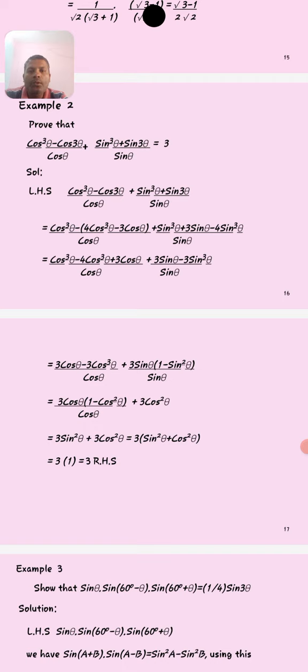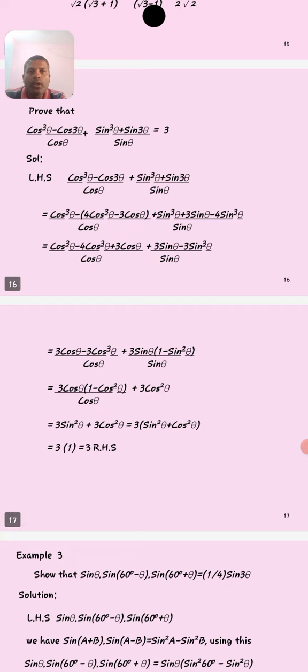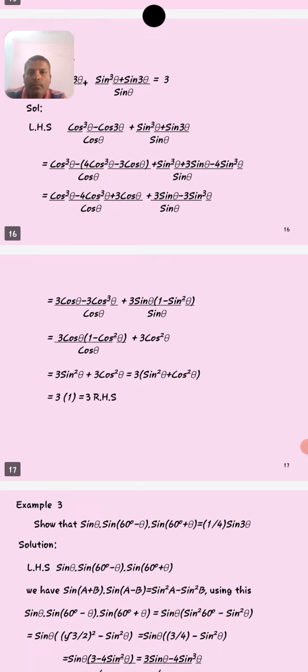So that we have to write minus 3 cos cube theta divided by cos theta plus 3 sin theta. We have to take the common, 1 minus sin square theta is there divided by sin theta. Now here also we have to take the common 3 cos theta outside, we get 1 minus cos square theta divided by cos theta plus 3 cos square theta. Here sin theta cancels, 1 minus sin square theta is equal to cos square theta, that is equal to 3 cos square theta.